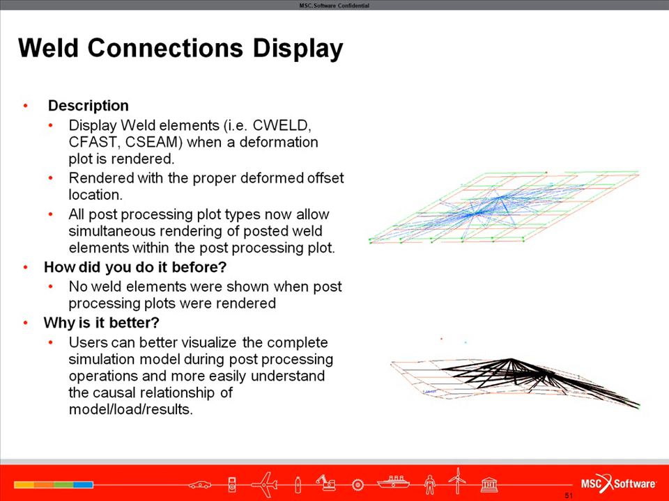So you can now display weld elements such as C-weld, C-fast, and C-seam when a deformation plot is rendered. So again, previously there was no way to post-process weld elements when post-processing plots were rendered. Now users can better visualize all three entities: the welds, the RBEs, and the MPCs when post-processing results.